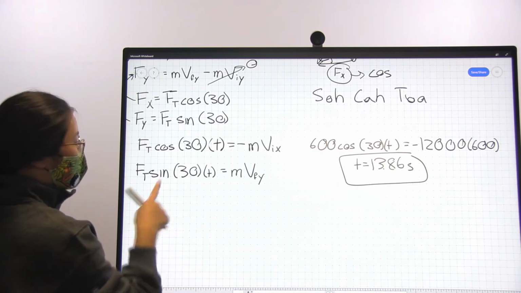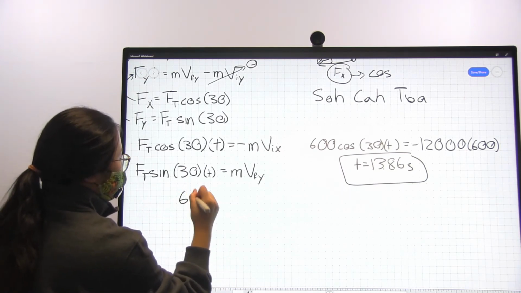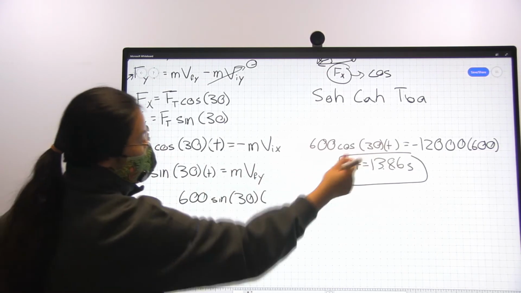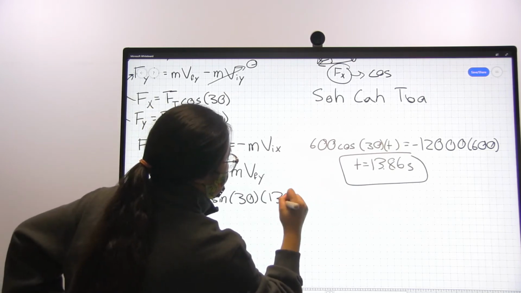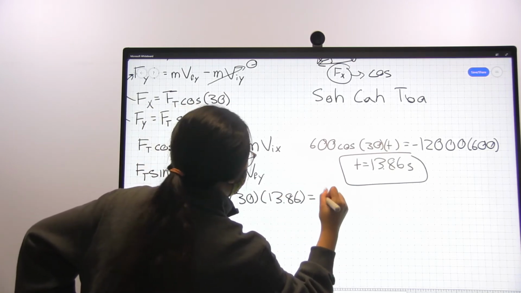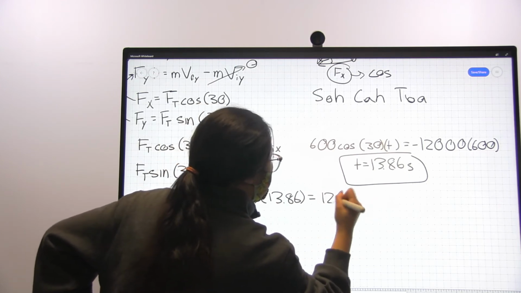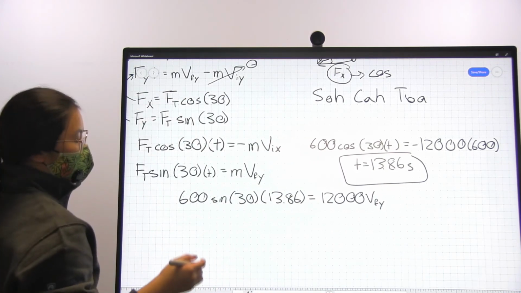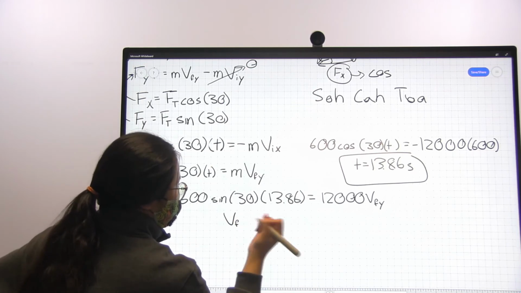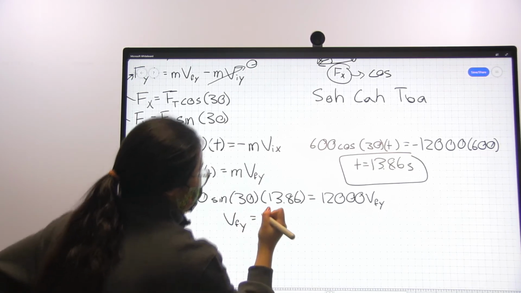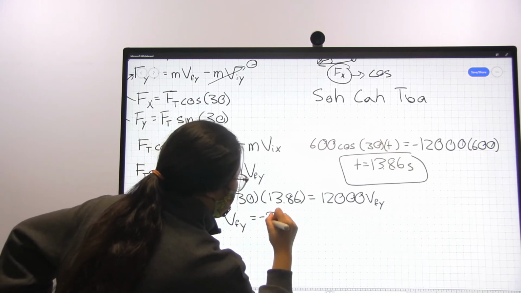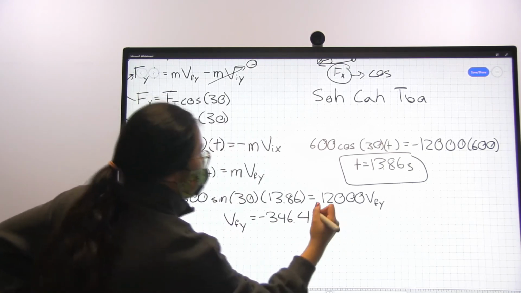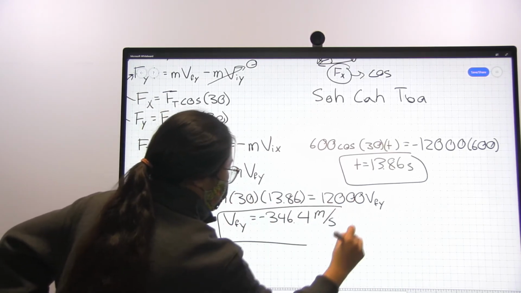Then we're going to use that in our y direction, and we're going to see that 600 sine 30 times that time that we got from the x equation, 13.86, is equal to the mass, 12,000, times our final velocity in the y direction. And once we solve that, you'll find that v_fy is equal to negative 346, I believe, .4 meters per second. And that's how you solve this problem.